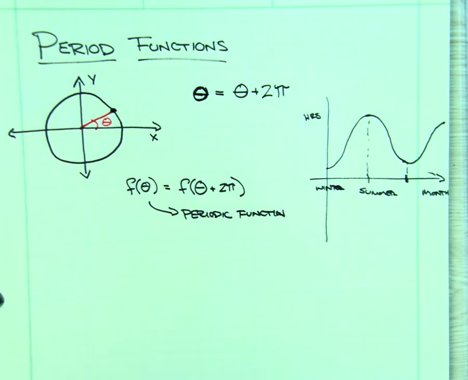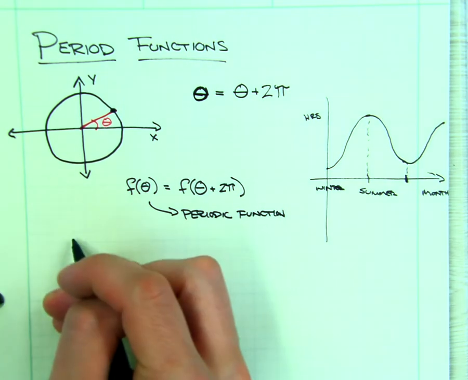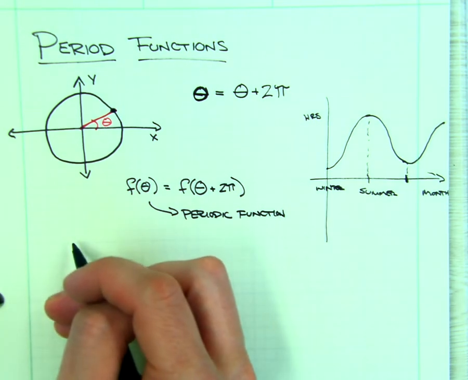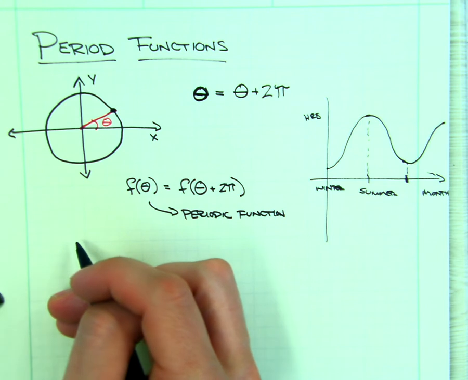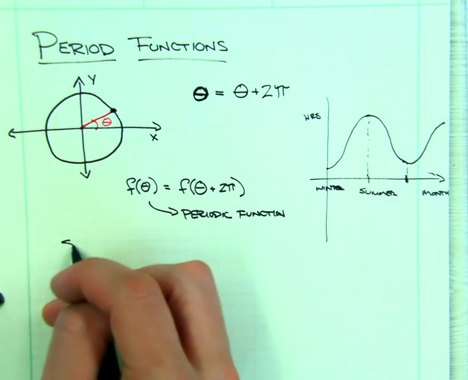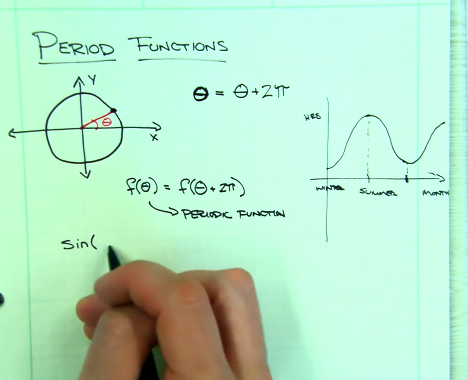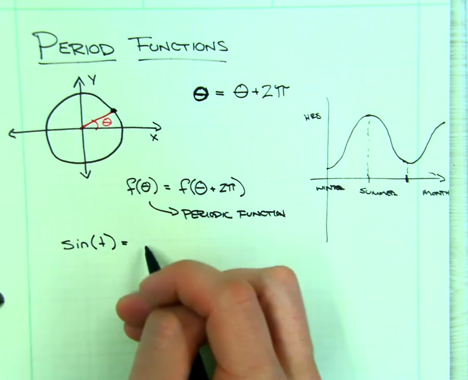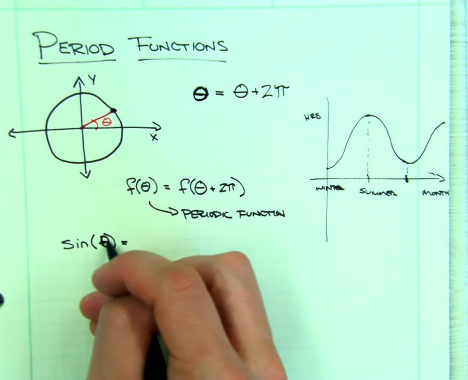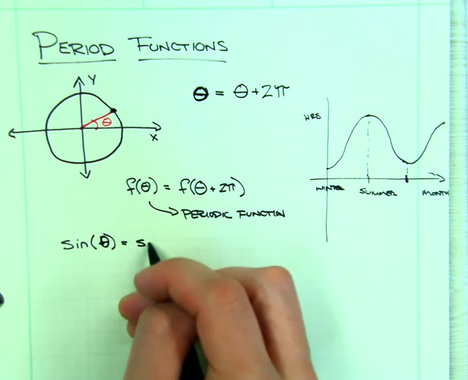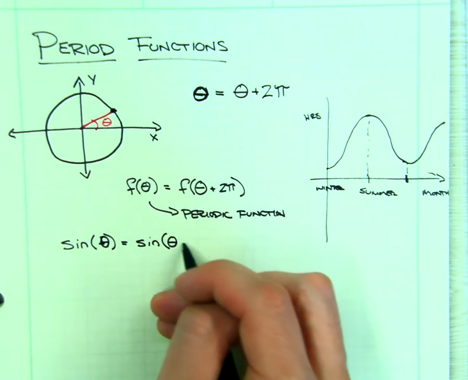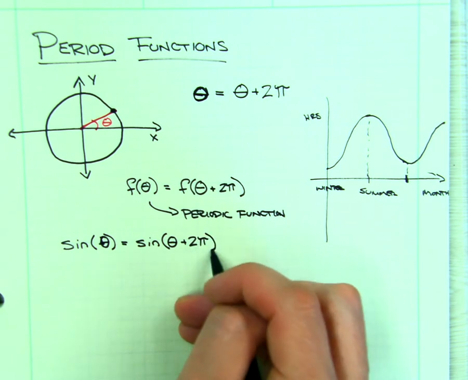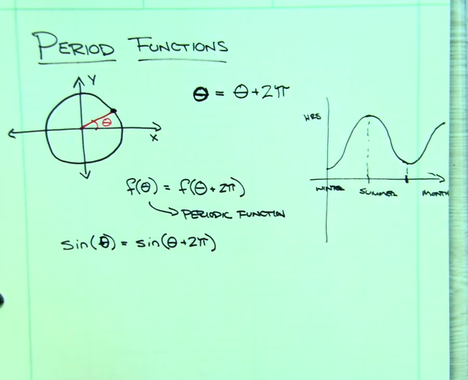Now what you'll notice with sine and cosine is that they are periodic functions. Cosine is an even function and sine is an odd function. Sorry, I got that the other way around. The sine of theta is exactly equal to the sine of theta plus 2 pi. And you can plug this into your calculators, right?